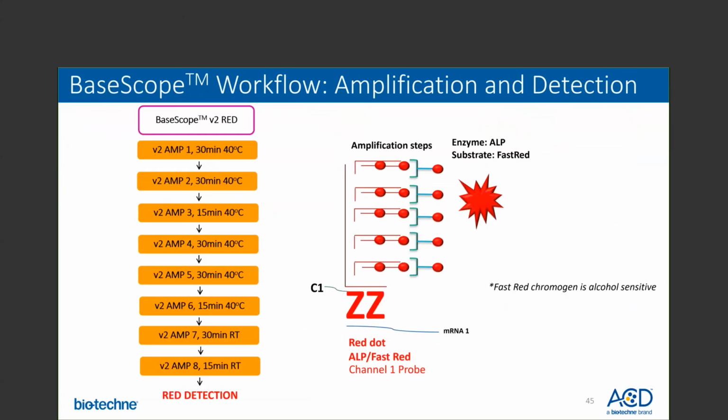The BaseScope singleplex assay requires 8 sequential AMP steps. The AMPs vary in temperature and duration, so it is important that these steps be followed accurately. The BaseScope singleplex red assay involves ALP fast red chemistry for detection of the C1, that is channel 1 target.